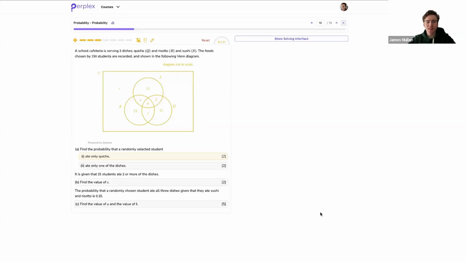It's quite a fancy combination. And there are 150 students recorded, shown in the following Venn diagram. First, we want to find the probability that a randomly selected student ate only quiche. So quiche only is 45, and we're dividing that by 150, the total number of students.